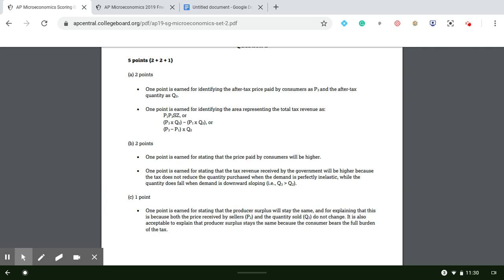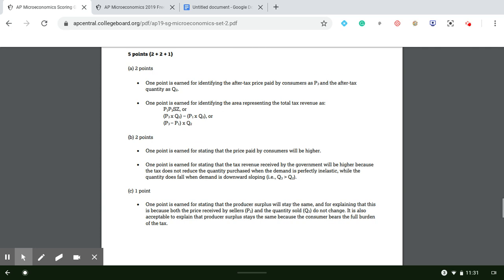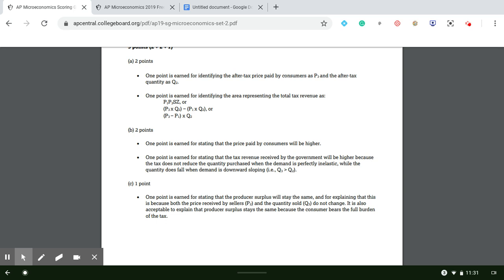The other 1 point is earned for saying that the price paid by consumers will be higher. 1 point is earned for saying that the tax revenue received by the government will be higher because tax does not reduce the quantity purchased when the demand is perfectly inelastic, while the quantity does fall when demand is downward sloping. So that's a little more intuitive, right? So that's the problem with the tax. Usually, there is some sort of downward sloping demand. So if you tax something, the quantity will reduce. But in this case, if it's perfectly inelastic, the quantity doesn't change at all. So they receive more, okay, than if it wasn't inelastic.